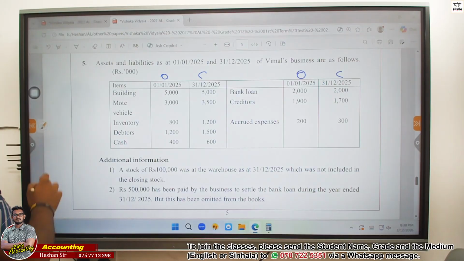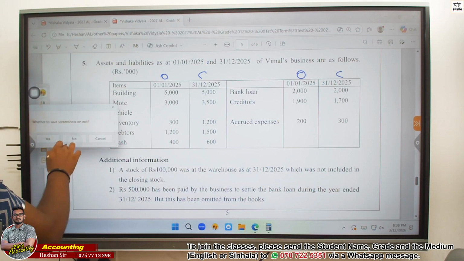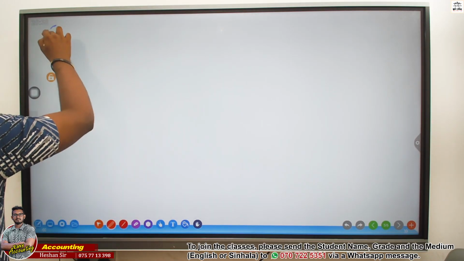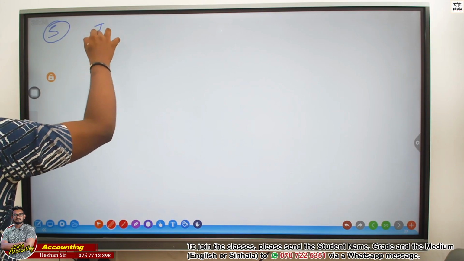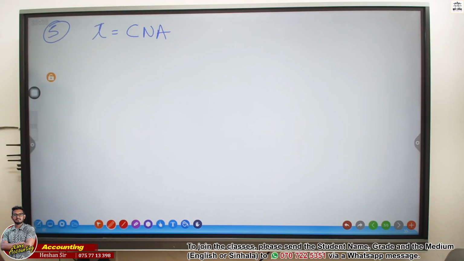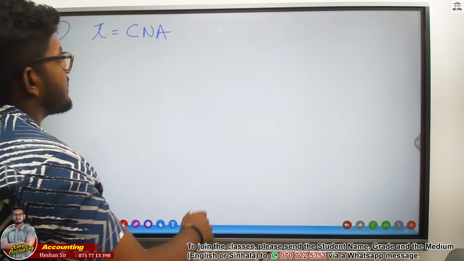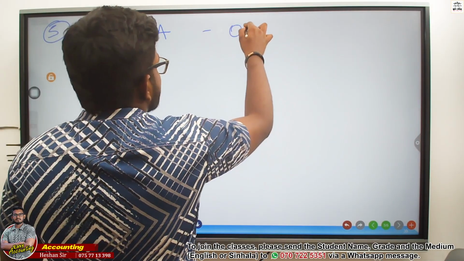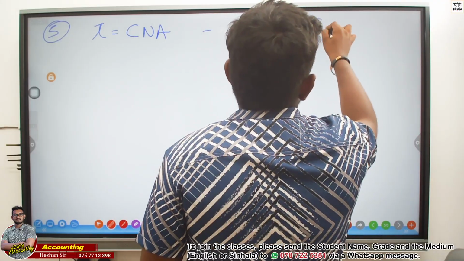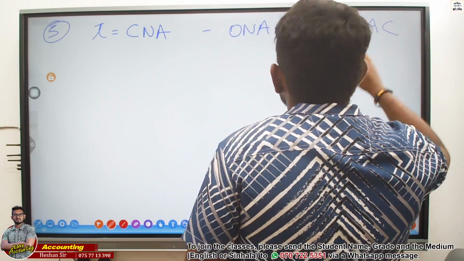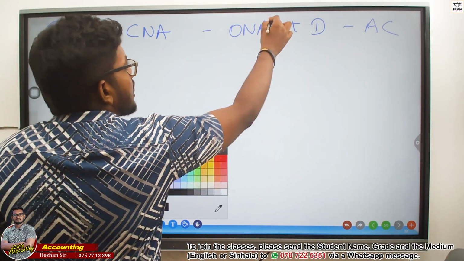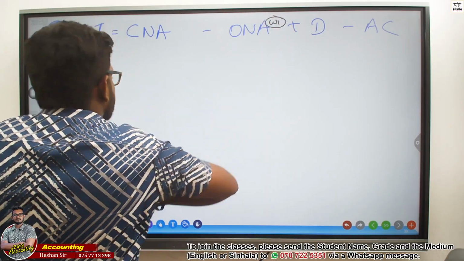Okay. Now you know the net asset format. They are asking about the profit of the business, right? Question number 5, they are asking the profit. Profit equals closing net assets minus opening net assets, plus drawings minus additional capital, right? So for this, I'll take working number 1.